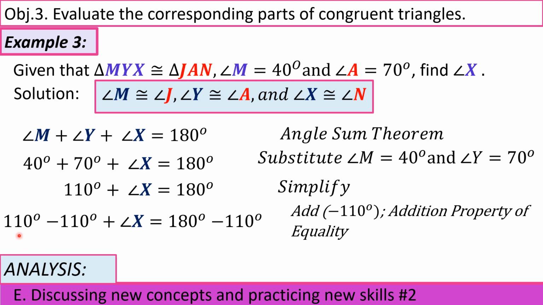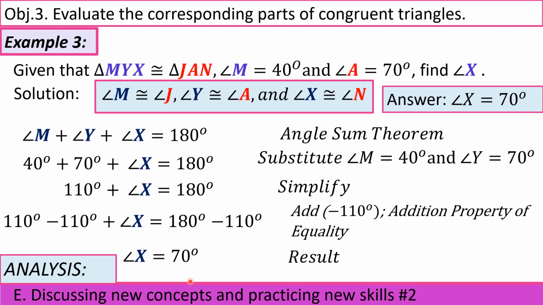So, 110 plus negative 110 or simply 110 minus 110, that is 0. So, ang maiwan na lang dyan ay si angle X. So 180 degrees minus 110 will give us 70 degrees. So, ibig sabihin po, ang sagot natin, the value of angle X is also 70 degrees.